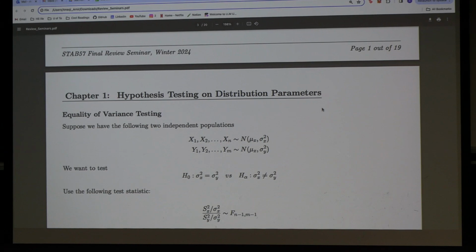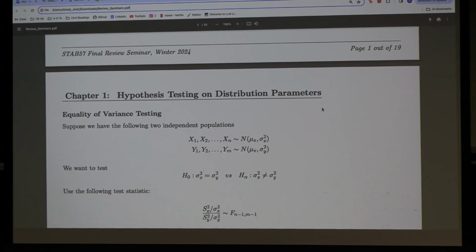Then we use the following test statistic. We take the sample variances and divide them by their true variances. We take the sample variance of population X divided by its true variance, and the sample variance of population Y divided by its true variance. And this is just telling us that we get the F distribution.